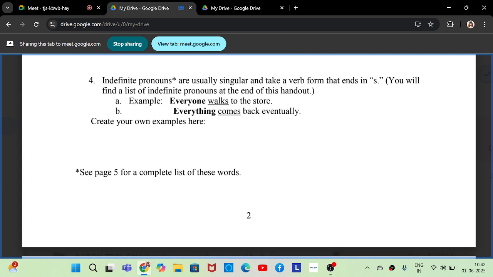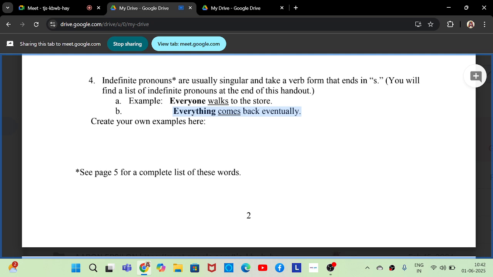Indefinite pronouns are usually singular and they take a verb form that ends in s. You will find a list of indefinite pronouns at the end of this handout. For example, everyone walks to the store. Similarly, everything comes back eventually. Now I will give another example: everyone writes the exam, or everybody writes the exam.